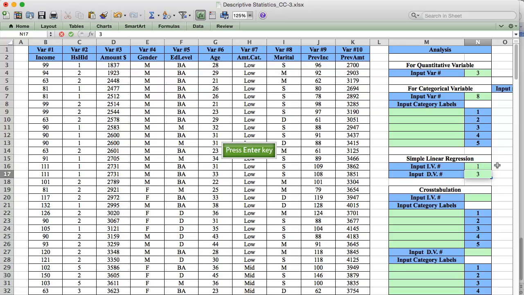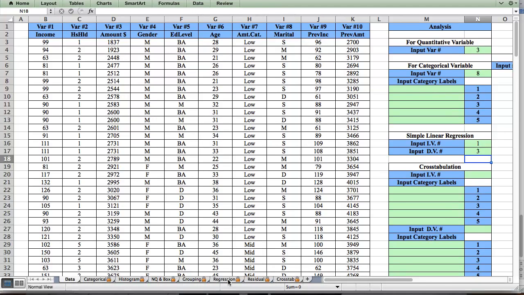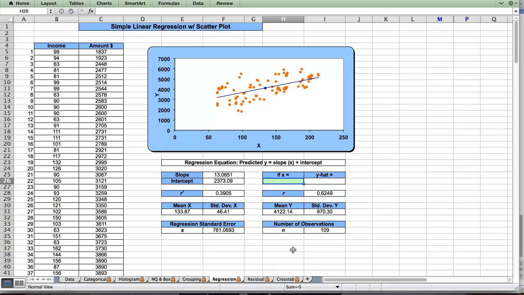Okay, so our regression results are shown. So what can we report? Well, remember, when we examine the relationship between two quantitative variables, we want to comment on the form, the direction, and the strength of the linear relationship. So here we could see that there is a linear relationship, it's positive, and it's moderately strong.